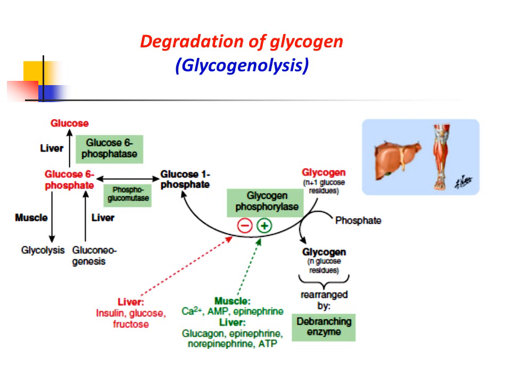The major regulatory enzyme of glycogenolysis is glycogen phosphorylase. In muscle, calcium ions, AMP, and epinephrine activate glycogen phosphorylase. This enzyme is activated by glucagon, epinephrine, norepinephrine, and ATP in the liver. Glycogen phosphorylase is inhibited by insulin, glucose, and fructose in the liver.